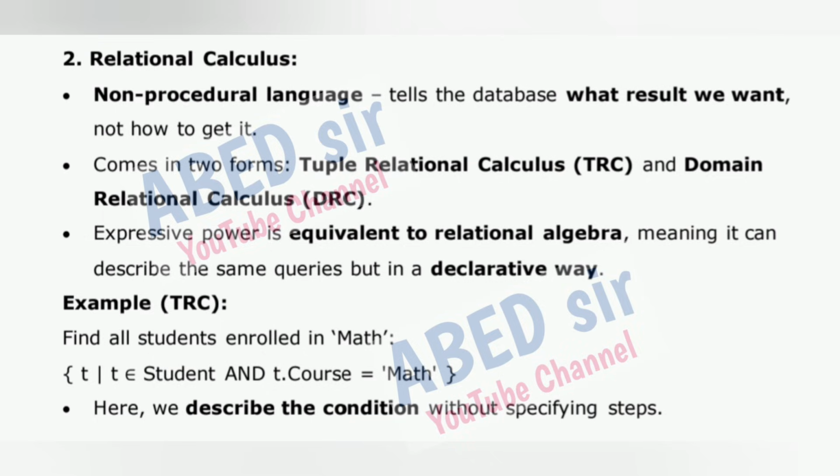Example, TRC. Find all students enrolled in math. {T | T ∈ student and T.course = math}. Here, we describe the condition without specifying steps.